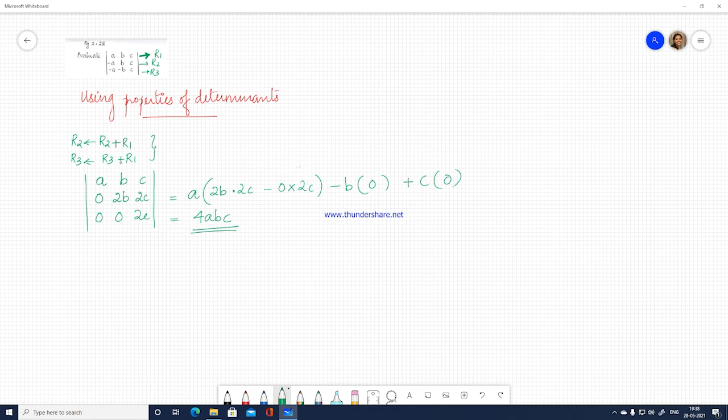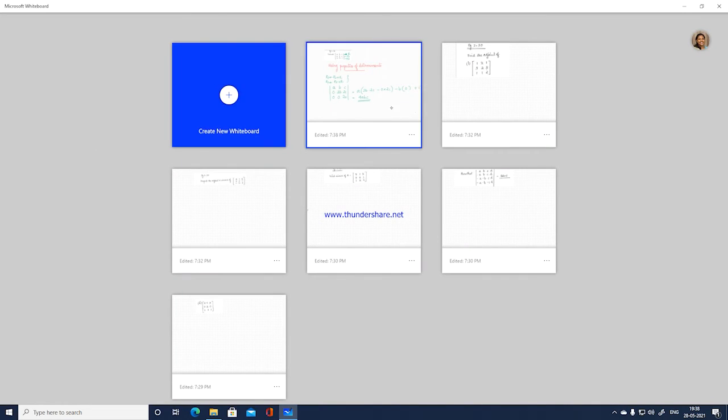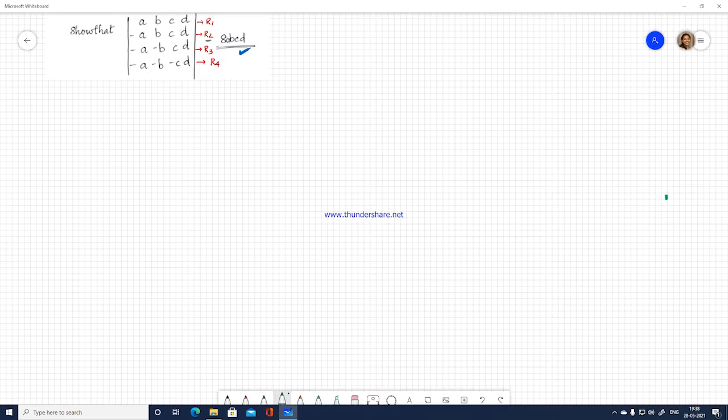By adding these two rows, you get the 0 on this side, and whenever zeros come, you don't have to find the determinant of that particular part, and you are reducing the number of steps. This is the advantage of using the properties of determinant. Then let's see another question. You are asked to show that LHS is equal to RHS. You need to find the determinant of a 4x4 matrix, and that value should be ABCD. This is your task.